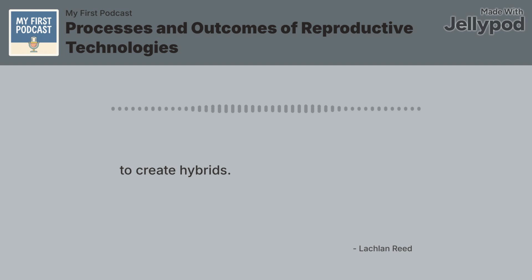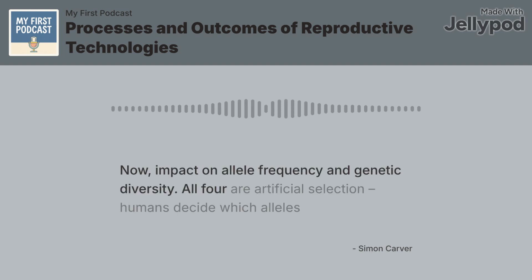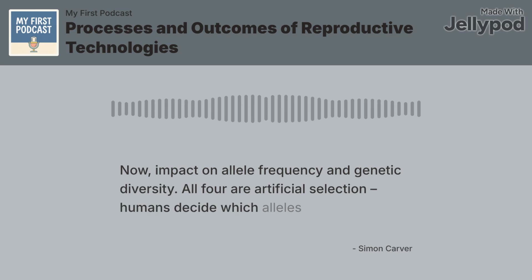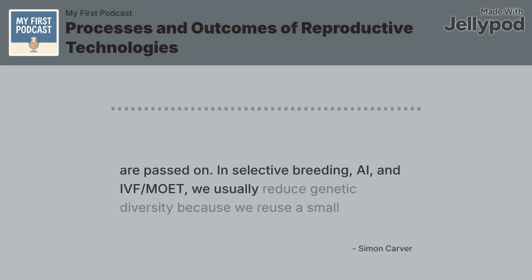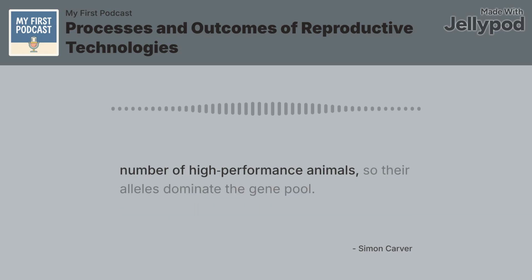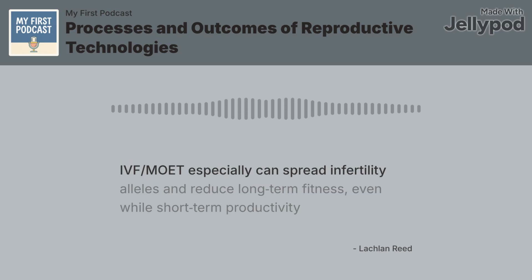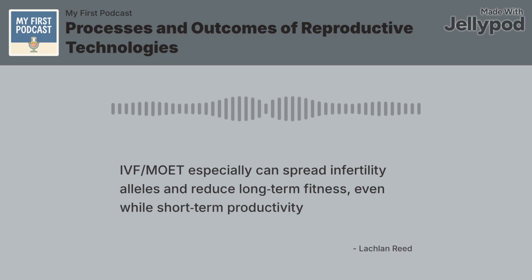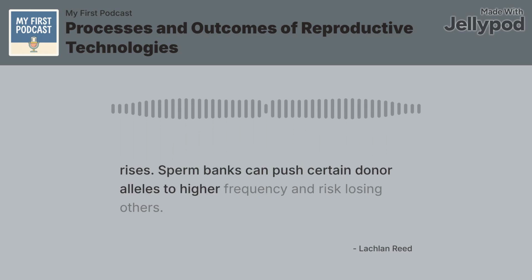Now, impact on allele frequency and genetic diversity. All four are artificial selection. Humans decide which alleles are passed on. In selective breeding, AI, and IVF/MOET, we usually reduce genetic diversity because we reuse a small number of high-performance animals, so their alleles dominate the gene pool. IVF or MOET especially can spread infertility alleles and reduce long-term fitness, even while short-term productivity rises. Sperm banks can push certain donor alleles to higher frequency and risk losing others.